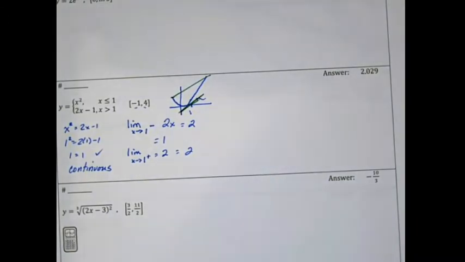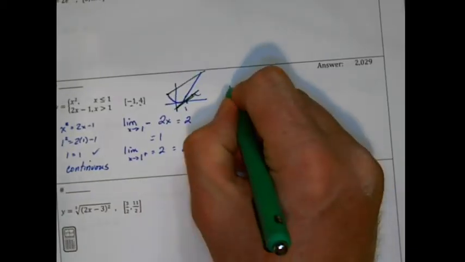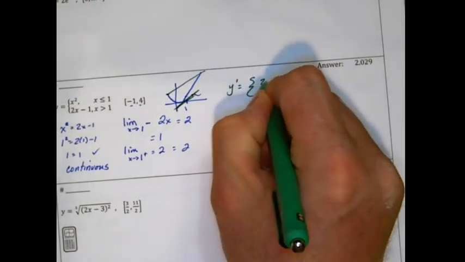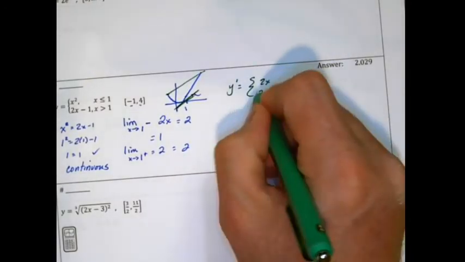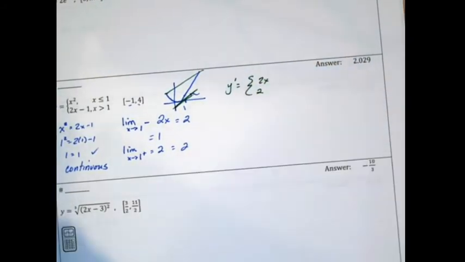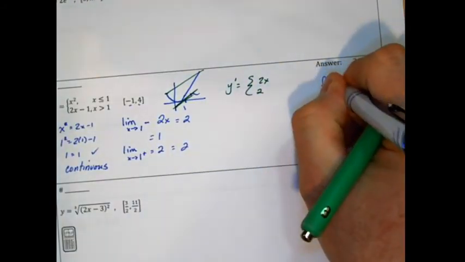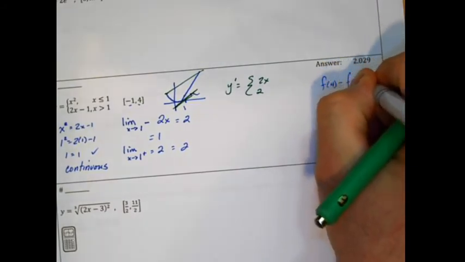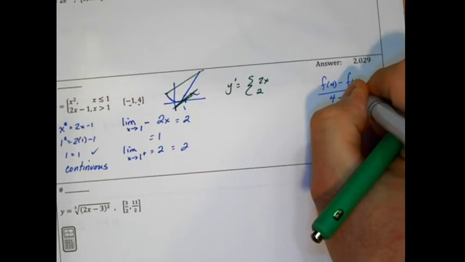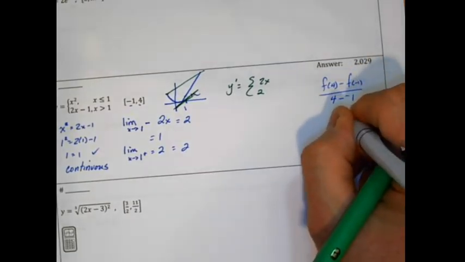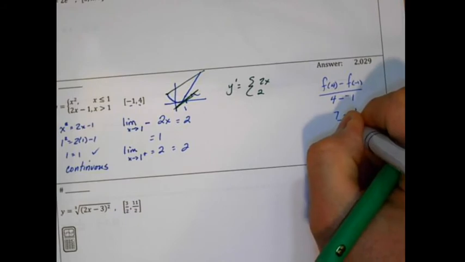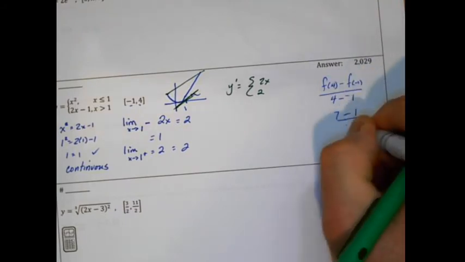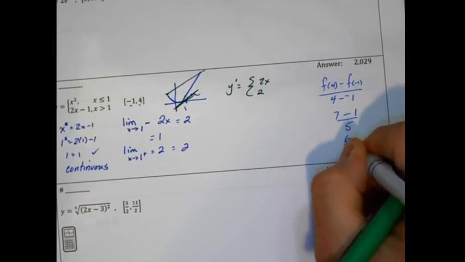What we are going to do is know that the derivatives, y primes, are going to be 2x and 2. And we know that the slopes are going to be the same there. Perfect. We're going to take f of 4 minus f of negative 1 and divide by 4 minus negative 1, which is 7 minus 1 over 5. Because it is a continuous function, I can do this part over 5, which gives me 6 over 5.